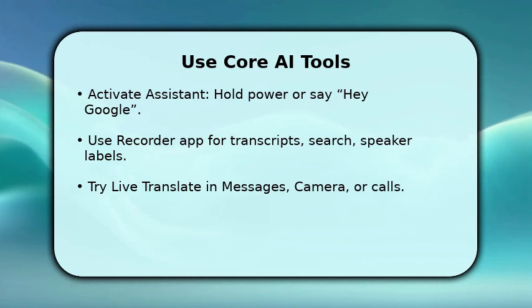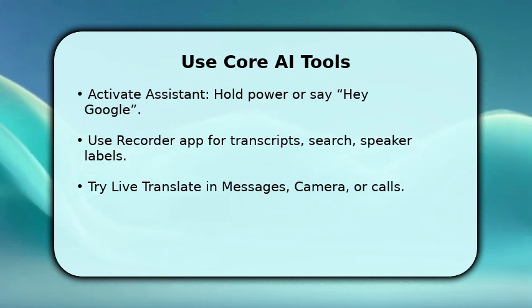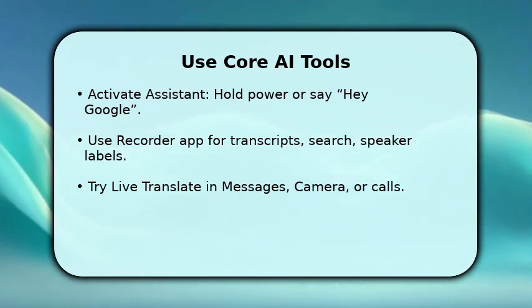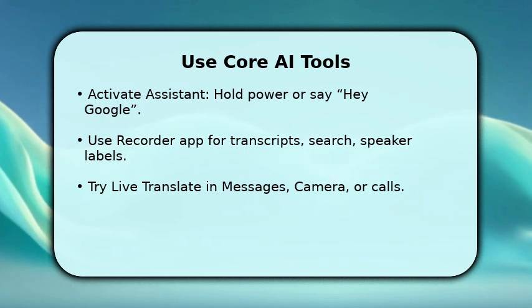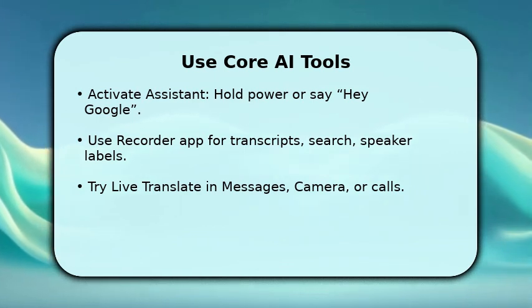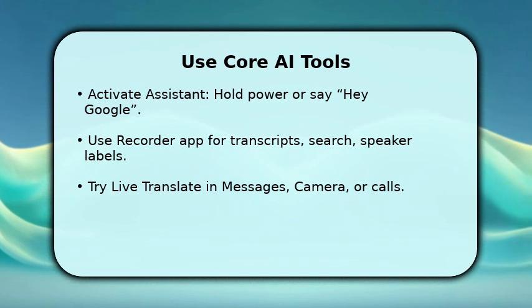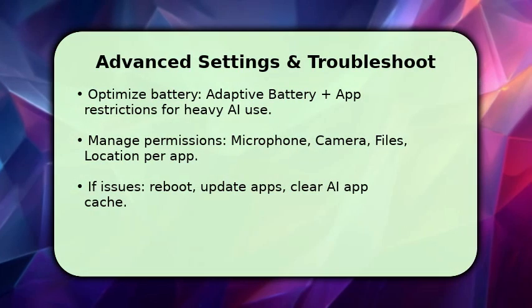For communication, enable Live Translate in Messages and Camera to translate text and conversations instantly. Make sure to grant mic and camera permissions, because those are required for on-device processing. Finish by tuning settings and knowing how to recover when things fail.